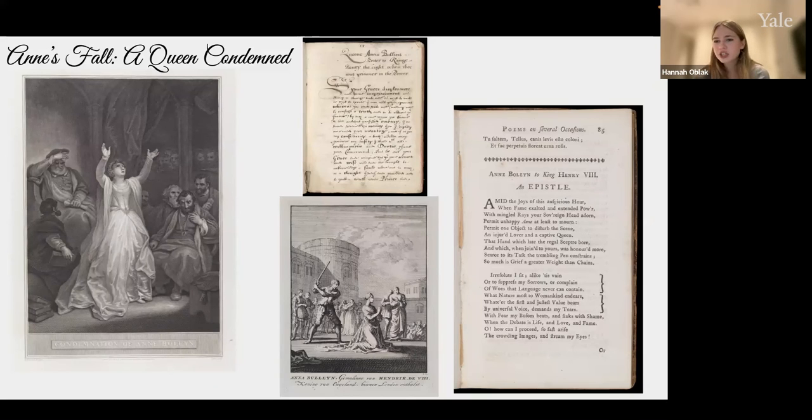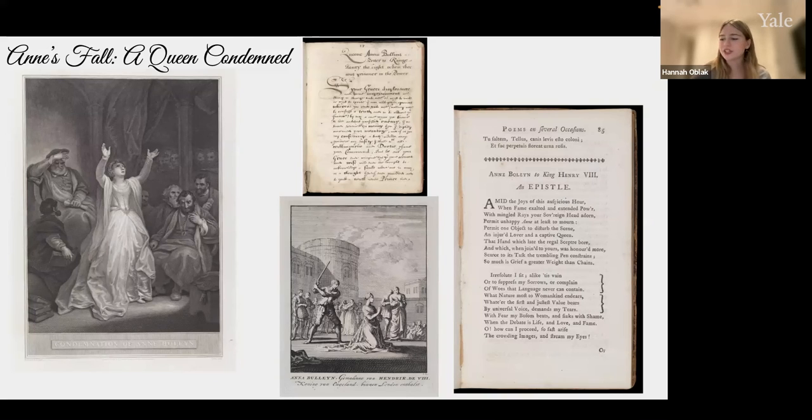Again, it's an imagined piece, and in the very first verse, it reads, "With mingled rays your sovereign head adorn, permit unhappy Anne at left to mourn. Permit one object to disturb the scene, an injured lover and a captive queen."